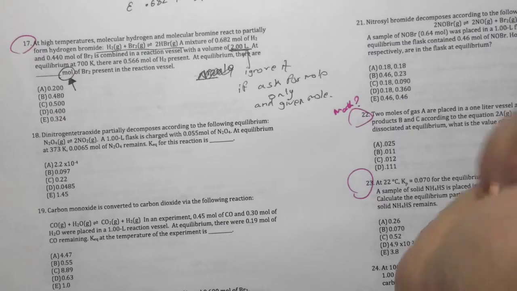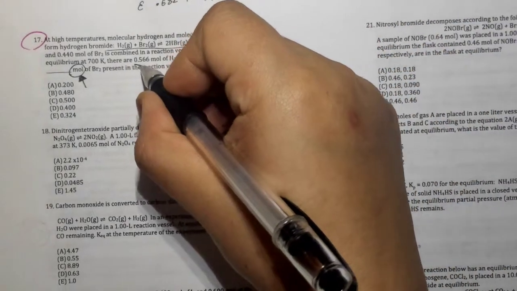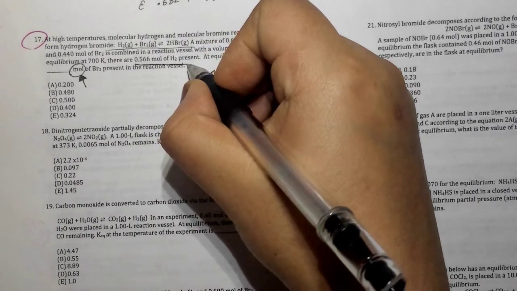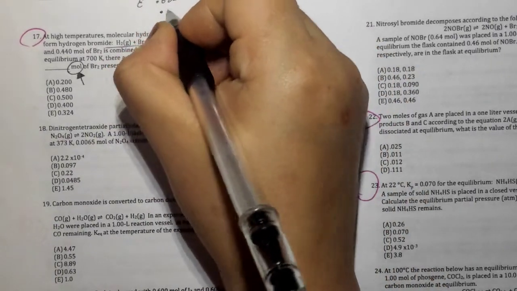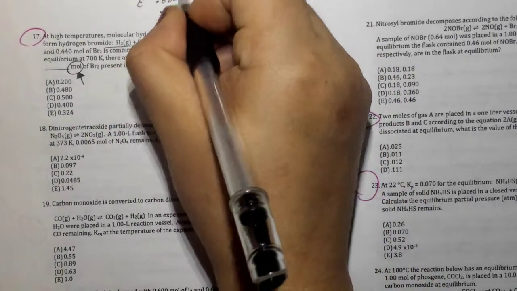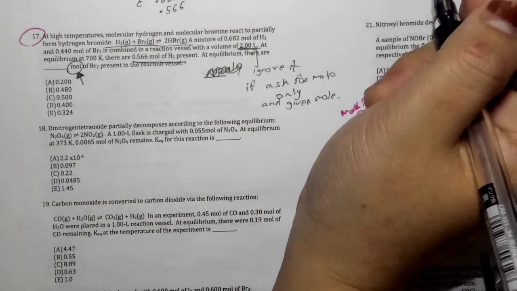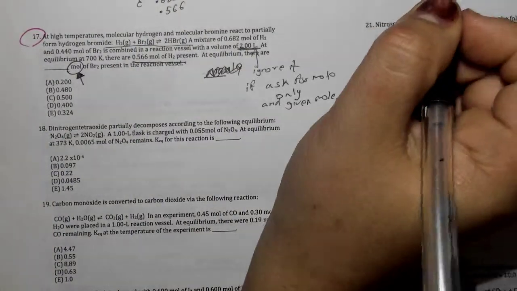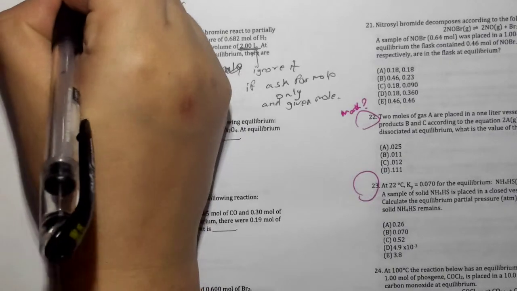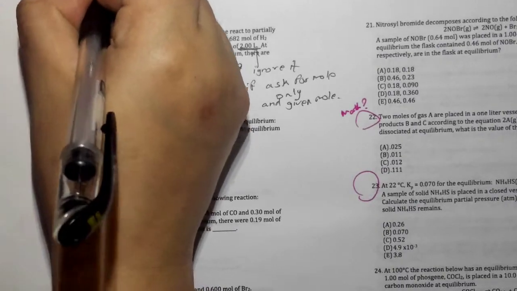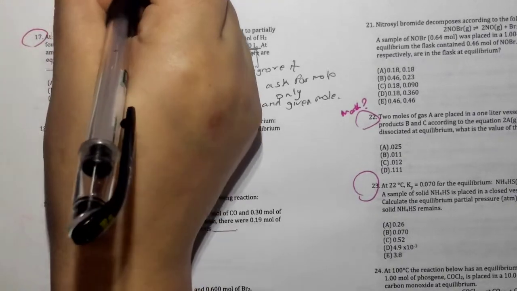And then they give you something. They say at equilibrium, you have 0.566 of H2. That means this is equal to 0.566. So for H, 0.682 minus x is equal to 0.566.